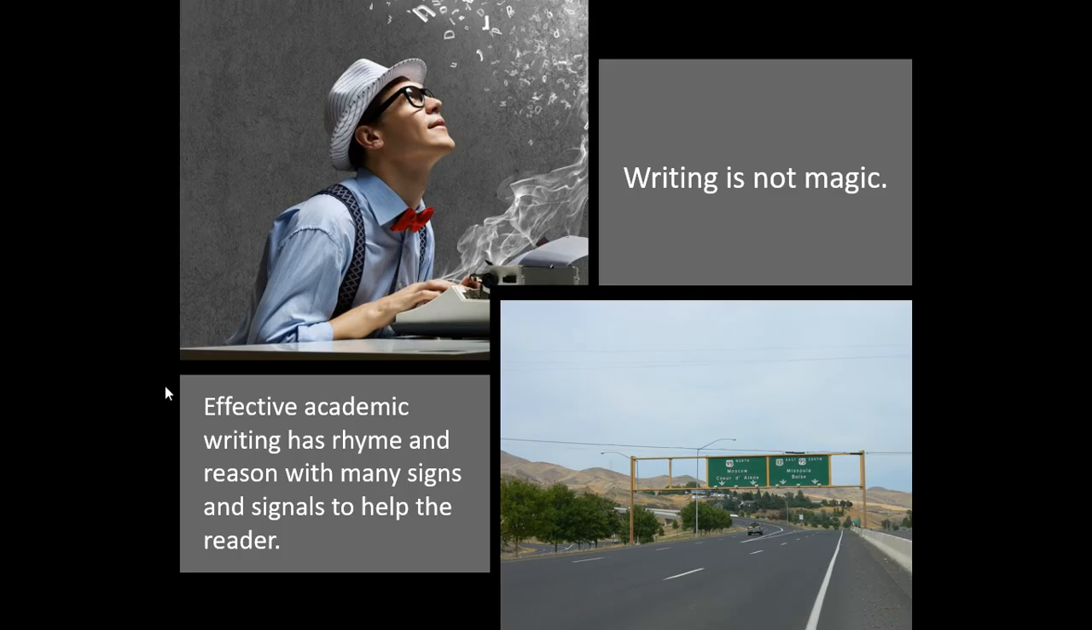Effective writing has rhyme and reason. It has signs and signals to help the reader. It doesn't just magically happen. There are parts to it that make it work. It's kind of like a highway where you have design elements like lines, dotted lines, signs that say where you're going, arrows that let people know how to use this. And essays have those signs that help you know how to use them.